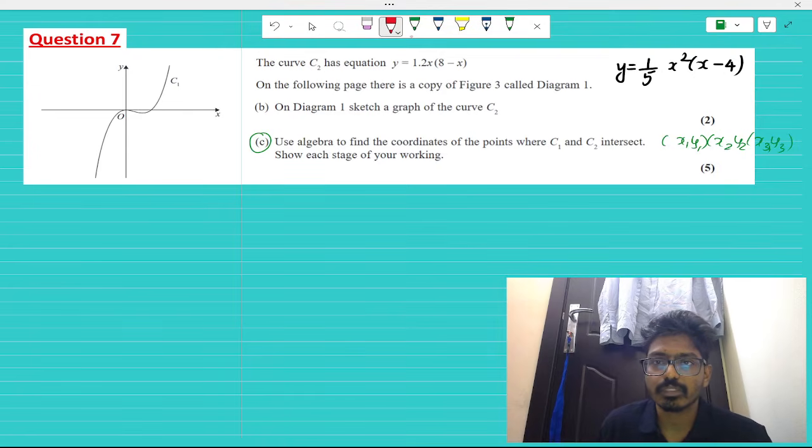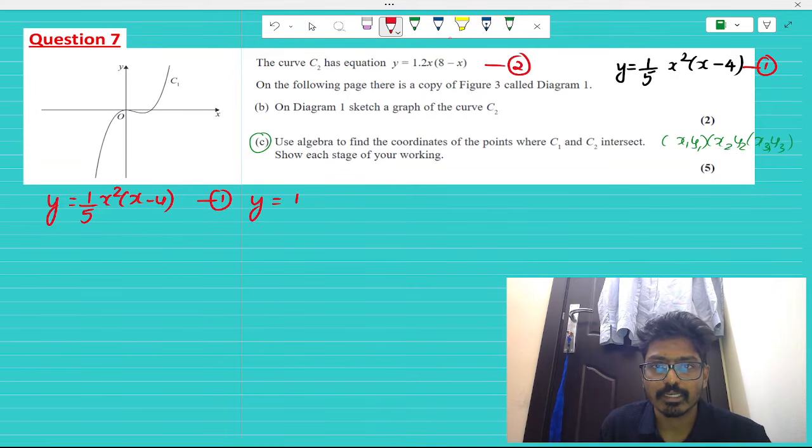To find that, we already know our equation, that is y equivalent to 1 over 5 x squared (x minus 4), and our other equation which we are going to use, this is equation 1, y equivalent to 1.2x (8 minus x). To find the coordinates, we need to equate these two and then we will get the value of x. Let us do that.